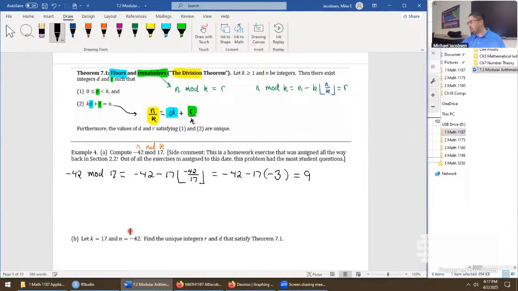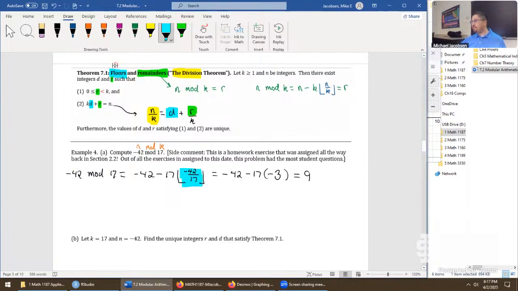But now we get to do the good work in part B of clarifying what this meant exactly. That's just the unique number. Remember, there is only one way to solve this. There's a unique number, and it's positive 9, the solution to the problem of negative 42 mod 17. Really, really strange. But let's tie this together.